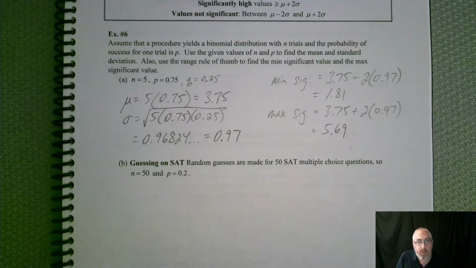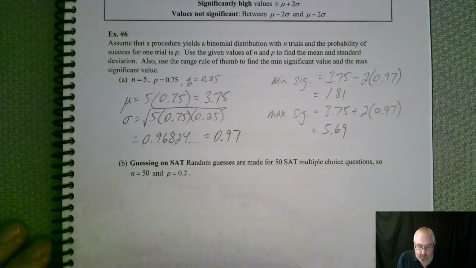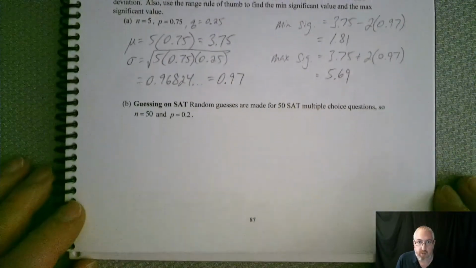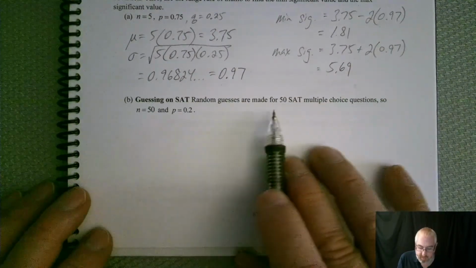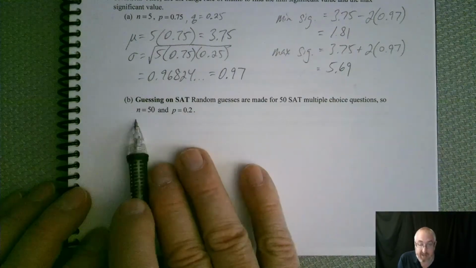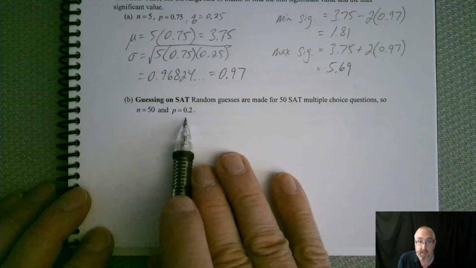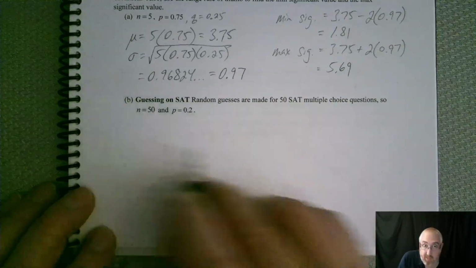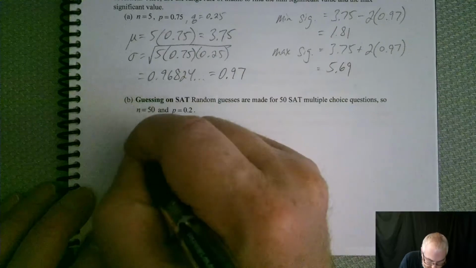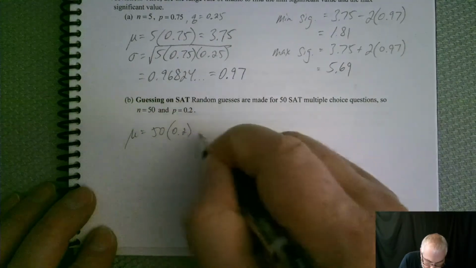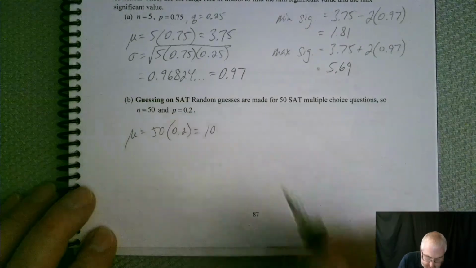All right, now the questions are going to get a little bit more wordy and a little bit more tricky, obviously. That one was nice because they just said, here's n, here's p, go. Well, for the next one, random guesses are made for 50 SAT questions, multiple choice questions. So n is equal to 50 and p is 0.2. All right, so now they're giving us a little bit more context. So the mean in this case, 50 times 0.2, which better be 10.